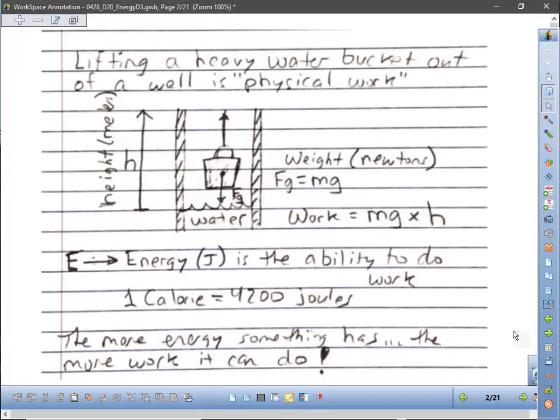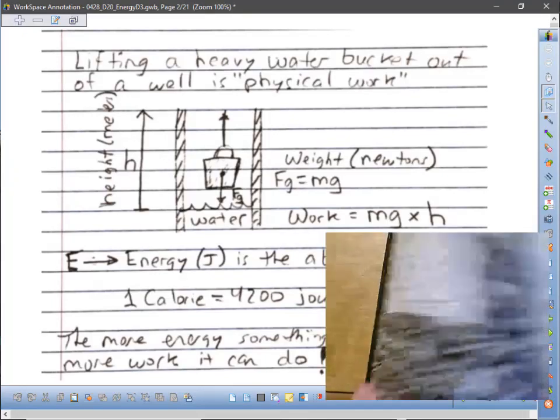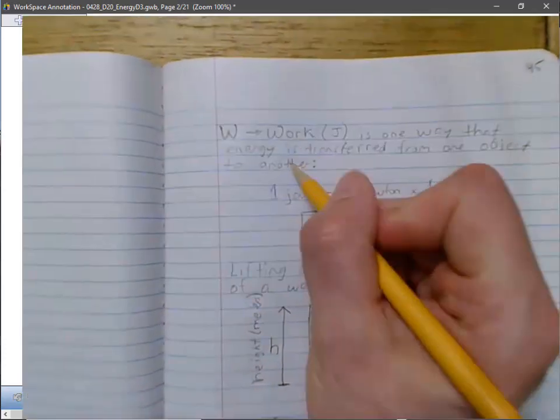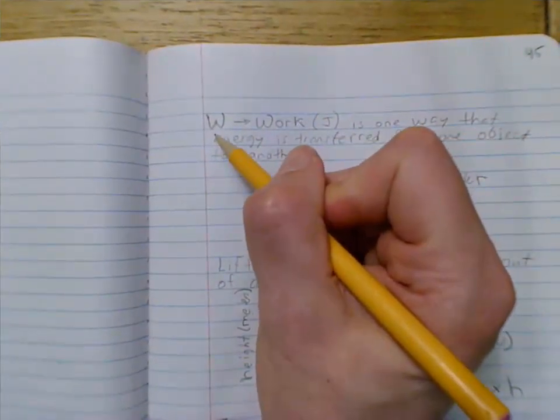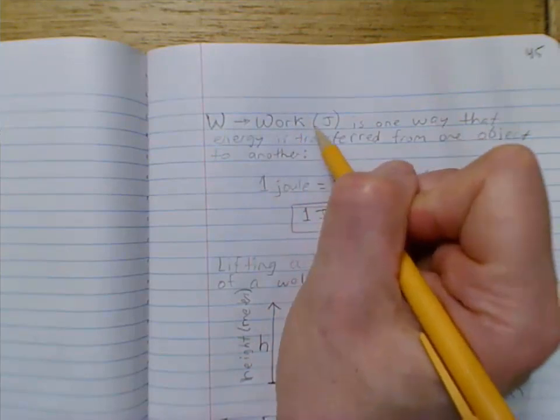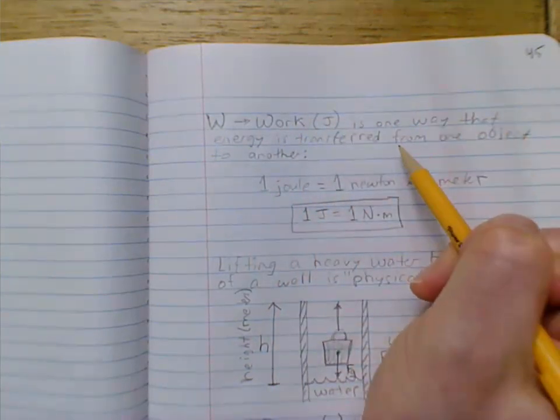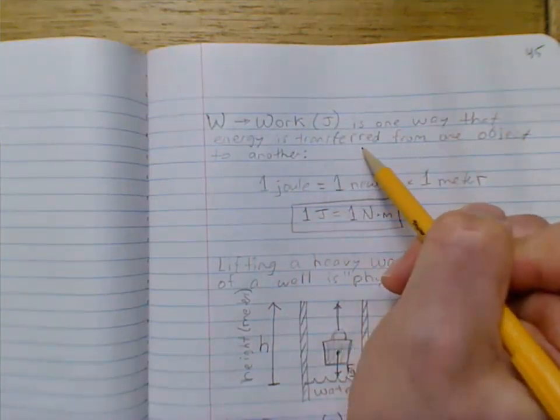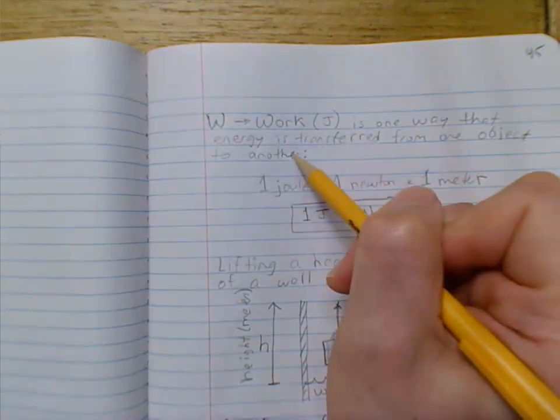Let's go ahead and review what we did last week. So go ahead and get out your notes from last week. Let's go through them real quick. Last week we were talking about work. Remember, work is capital W. Work is measured in joules. It's one way that energy can be transferred from one object to another object by doing work.